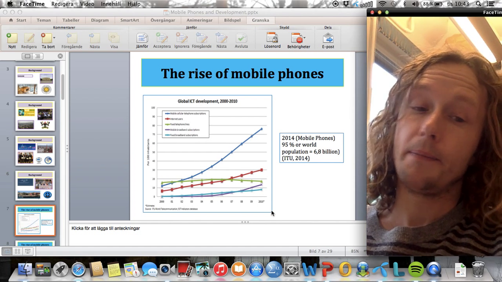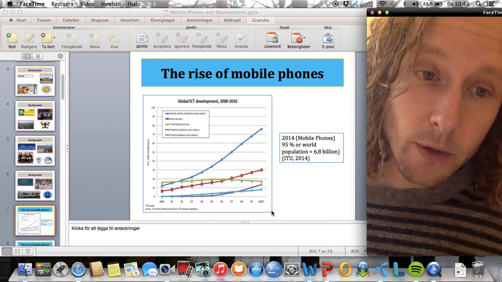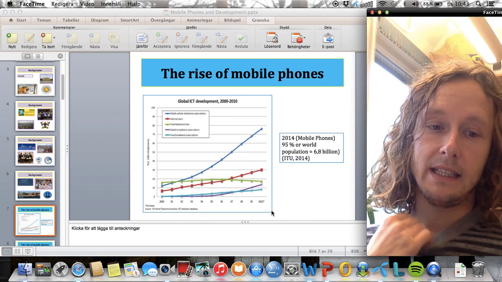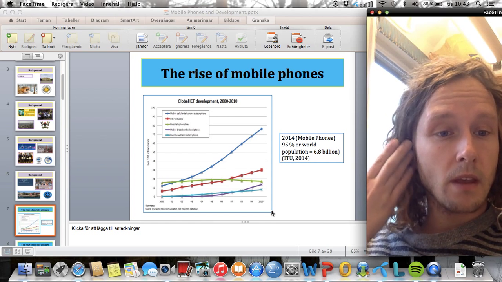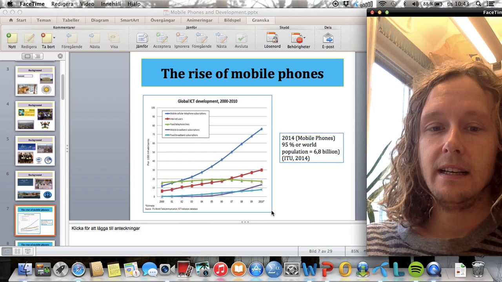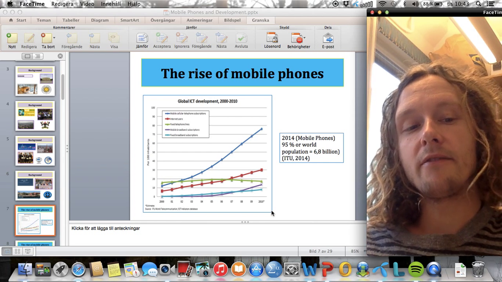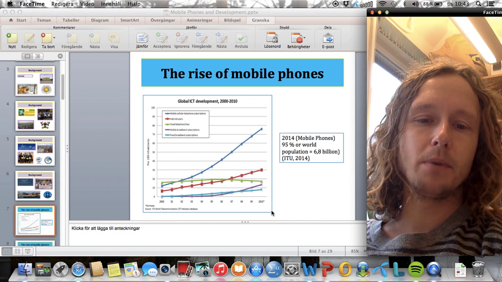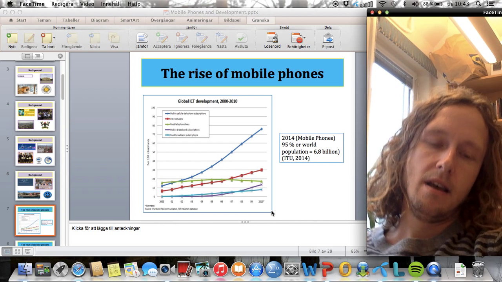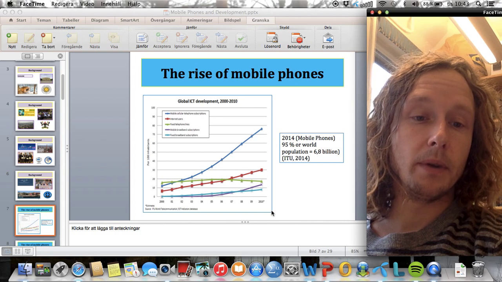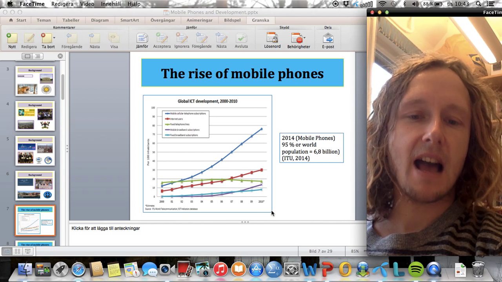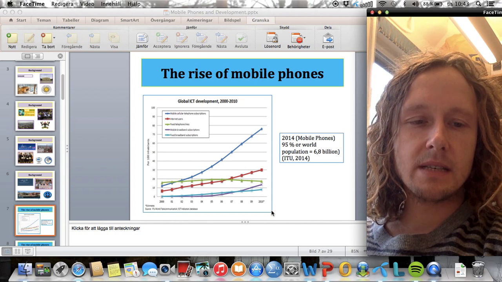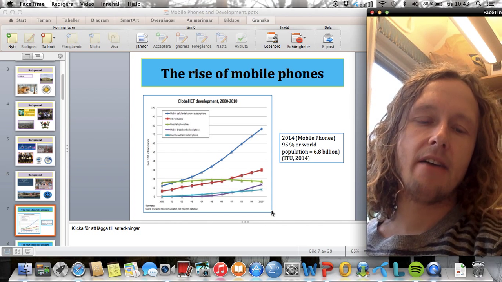Now, I don't have a graph from 2014 or 2015, but if we look at the measurements made by ITU, by the end of 2014 this has increased. So we have 95% of the world population, approximately 6.8 billion people in the world, who have access to mobile telephony. So it's practically every part of the world.